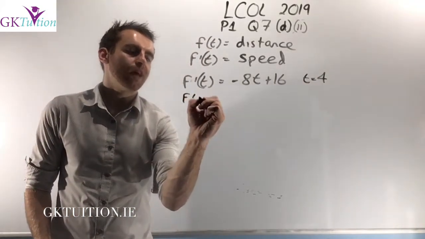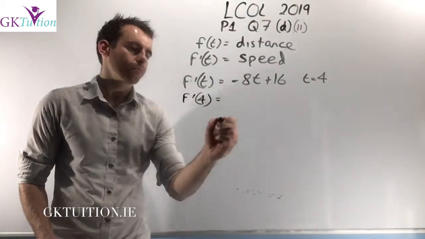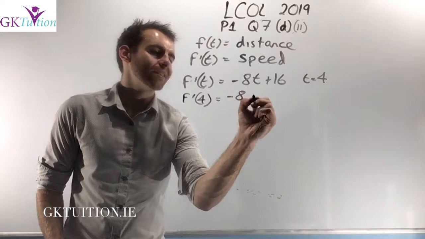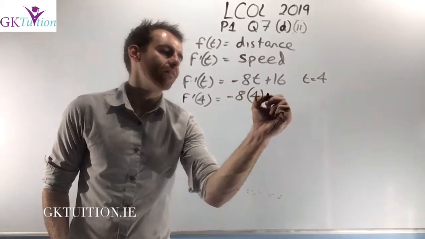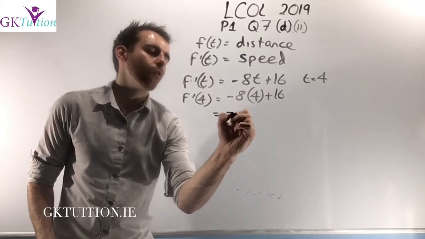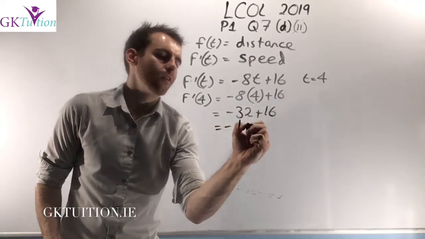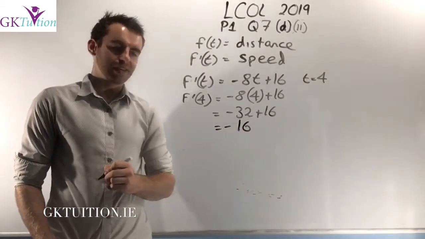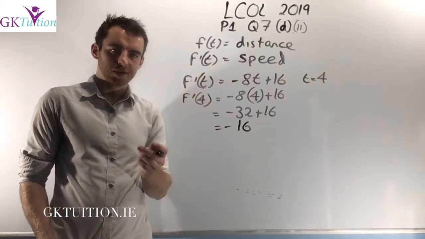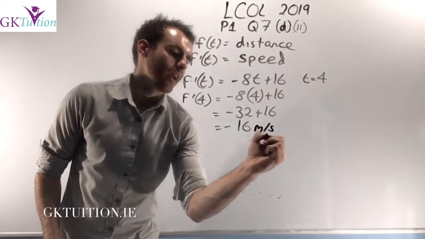So if I'm looking for that, that just means everywhere there's a t, I sub in a 4. So I'm going to get minus 8, and instead of a t, I'm going to put in a 4. If you plug that in, minus 8 times 4 is minus 32, and I get plus 16. So my final answer there is minus 16. And obviously we need our units here. The speed in this case would be meters per second.